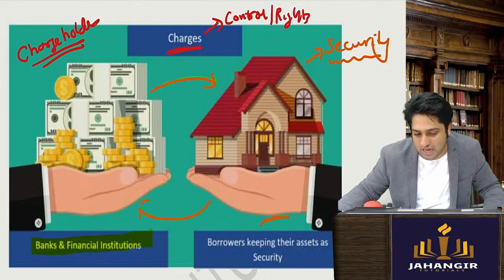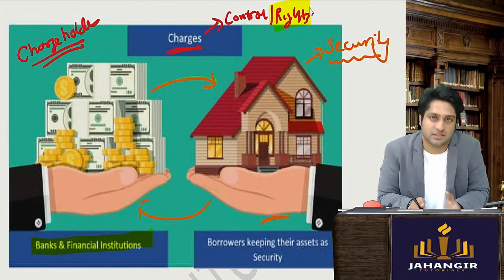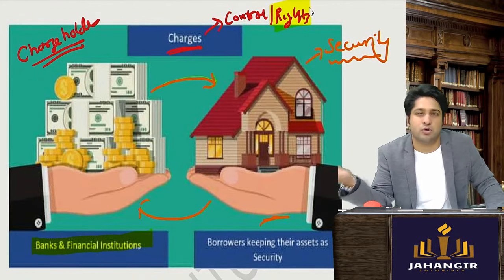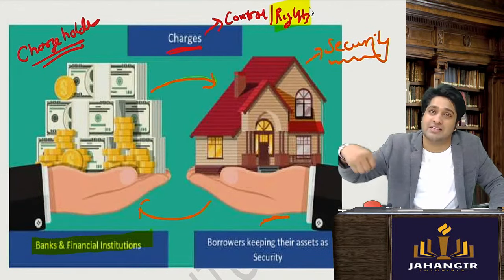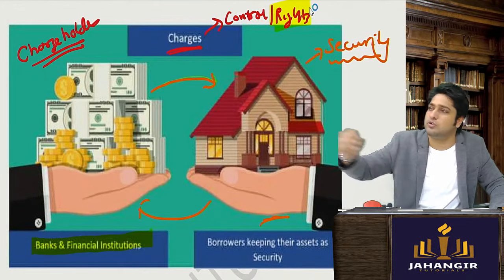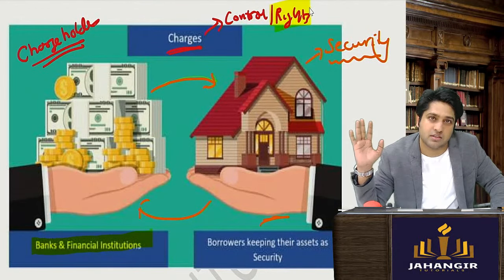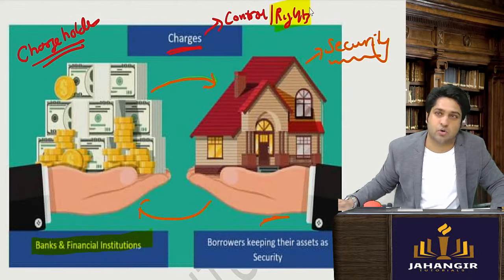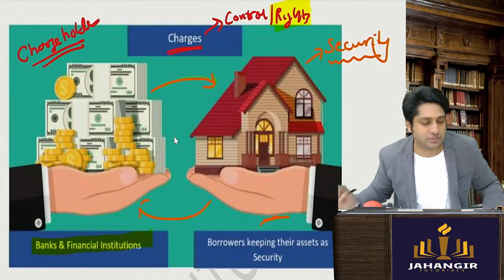A charge is actually a right the borrower creates to get a loan. Today, when we want to take a student loan, we go to the bank and give the bank the right that if we don't repay, they can sell off this asset. So we are giving rights to the lenders, and the lenders are getting control. The reason they're getting control is because they have given money to us. Okay. So the concept of charge is clear.